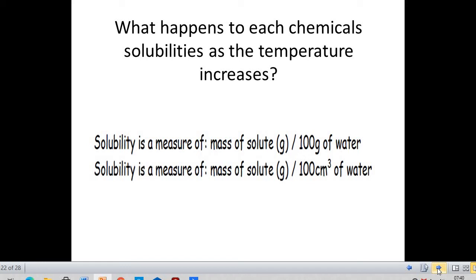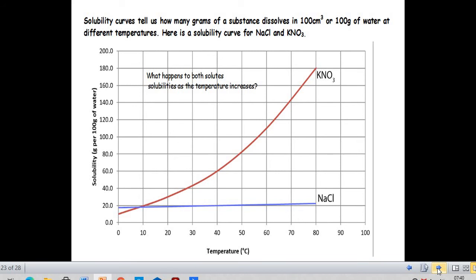Now, solubility is a measure of how much mass you've dissolved in 100 centimetre cubed of water. That's the standard measurement. It can either be written as 100 centimetre cubed or 100 grams of water. That's how you see it written, but we've only dissolved ours in 10 centimetre cubed. Now, this is a solubility curve that tells us how many grams of a substance dissolves in 100 centimetre cubed or 100 grams of water at different temperatures.